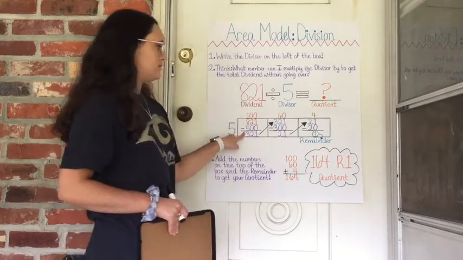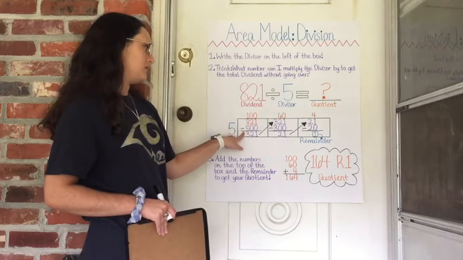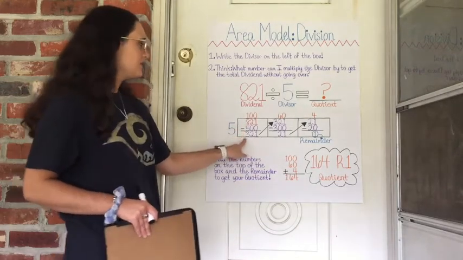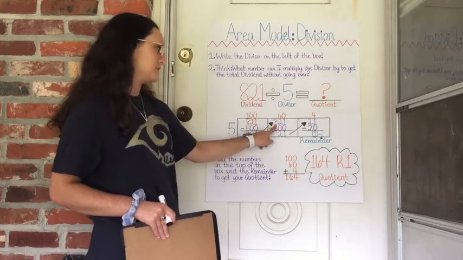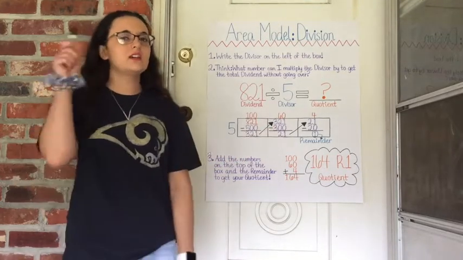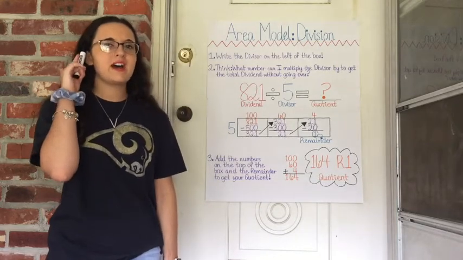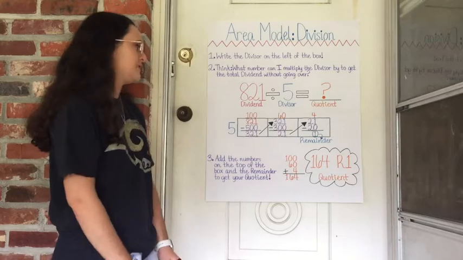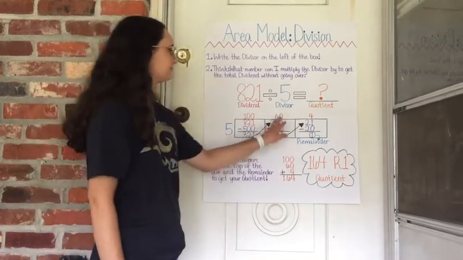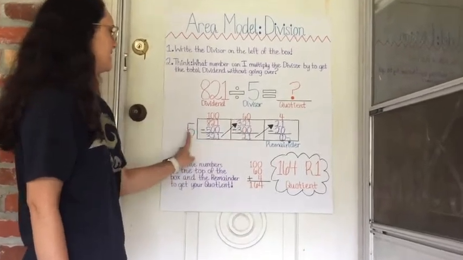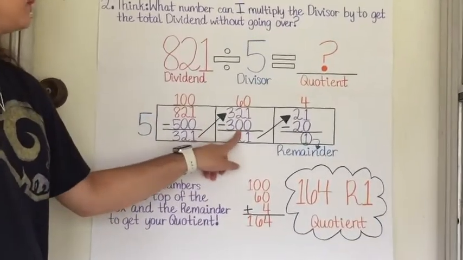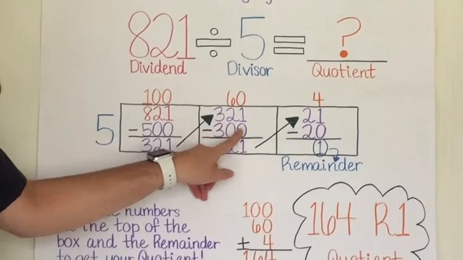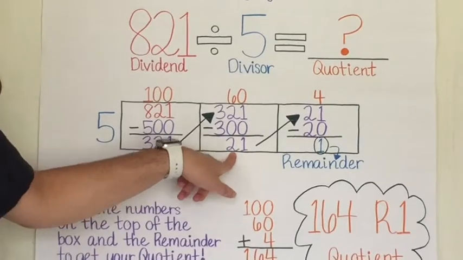So then you would do the subtraction problem, and you would have 821 minus 500, and then you would get 321. So then 321 would be moved up here, and then you're going to think again, what can I multiply 5 by to get 321 but not go over? So again, I chose a friendly number of 60. So 60 times 5 is 300. So then you would bring 300 over here and do the subtraction problem again. So then you would have 321 minus 300, and that equals 21.